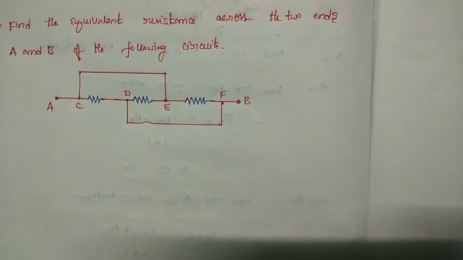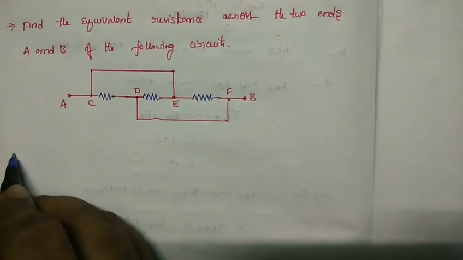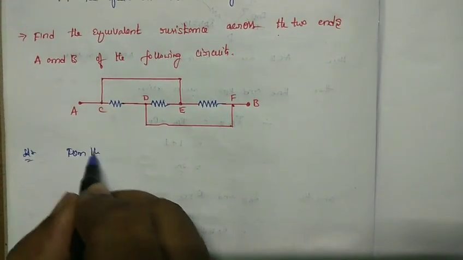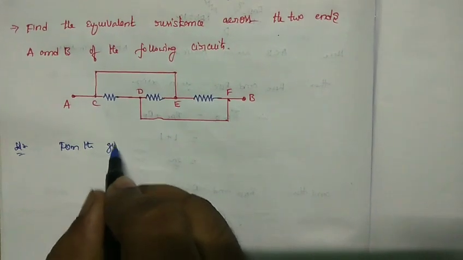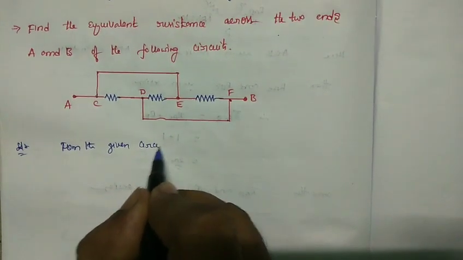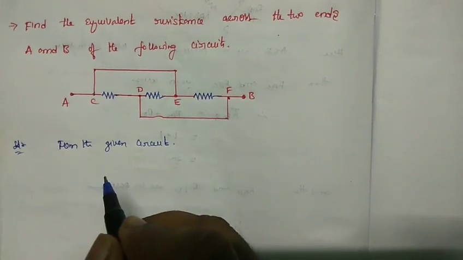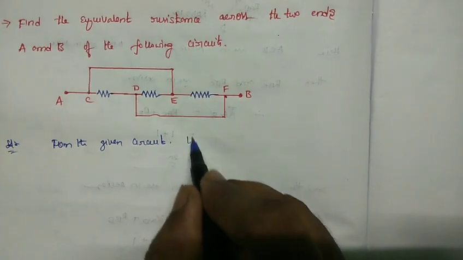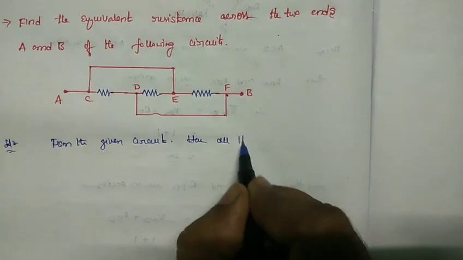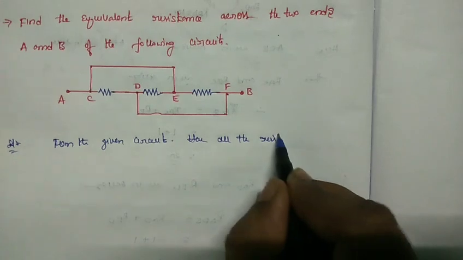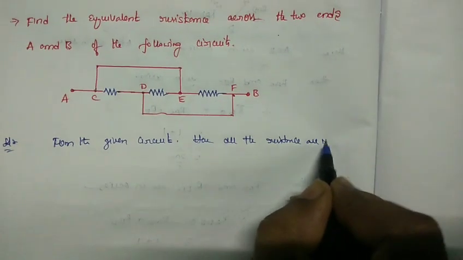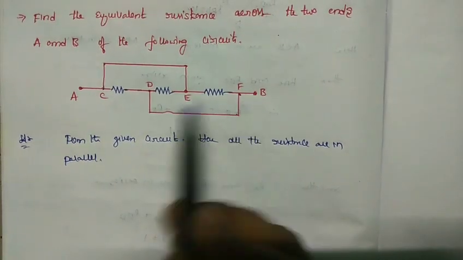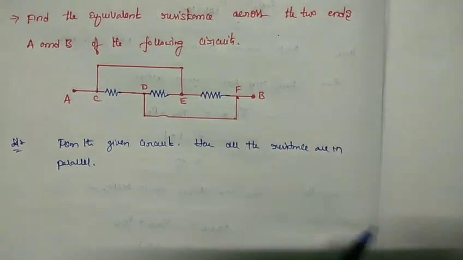First of all, we have to draw like this, from the given circuit. Here all the resistances are in parallel, because all are in junctions. So we need that junction like this.